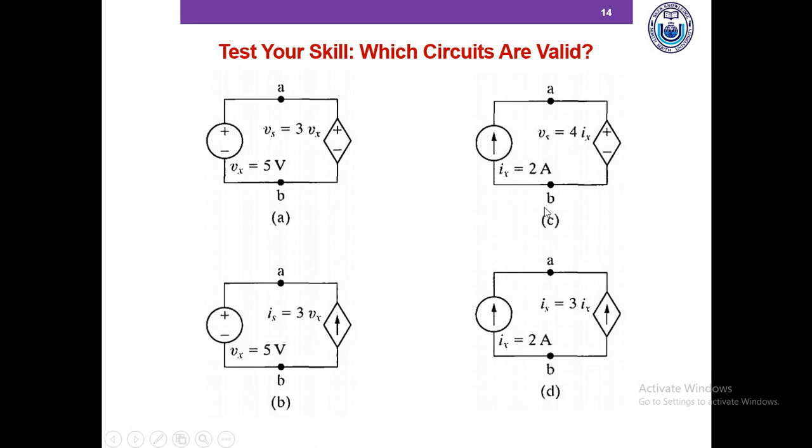So is figure C. Figure C is also a valid circuit, but in figure D you have two current sources in series, and one is giving 2 ampere, another one is giving 6 ampere, and if that doesn't convince you, just take KCL at node A. You see that 2 ampere current is coming to node A and 6 ampere current is coming to node A, and no current is leaving, which means this KCL at node A basically results in an invalid equation, which means that the circuit in figure D is also invalid.